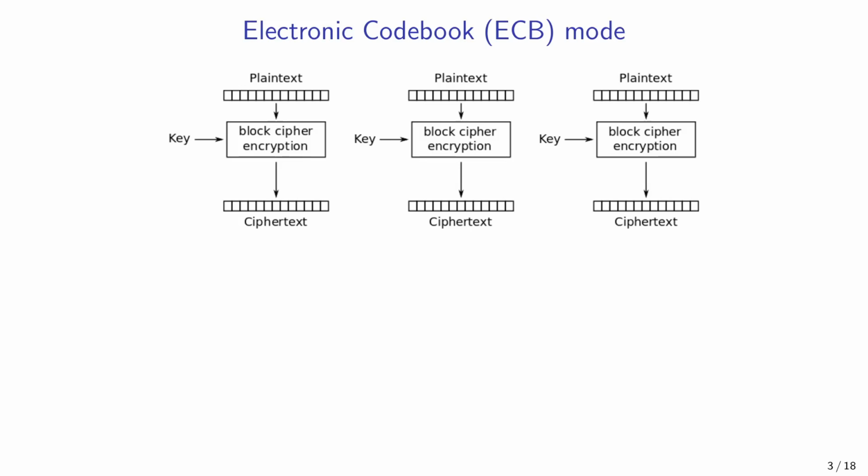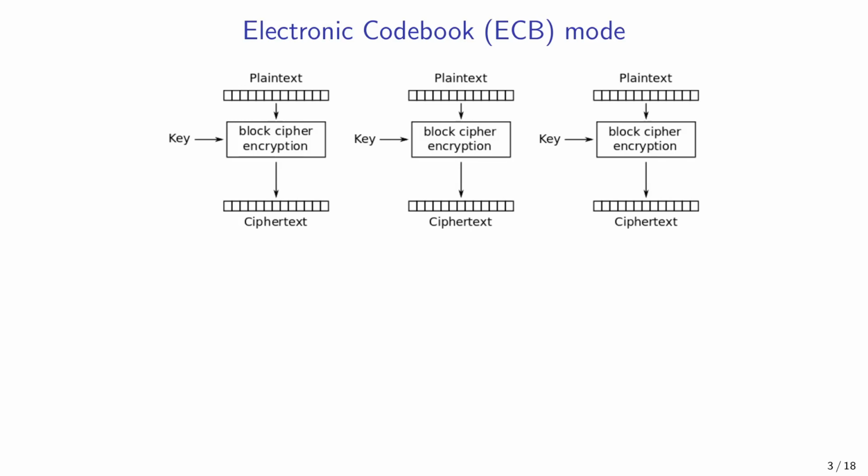The methods used to encrypt data larger than the block size are called modes of operation. The most straightforward mode of operation is called electronic codebook, or ECB mode. Now, the problem with this mode is that it has a serious security issue.